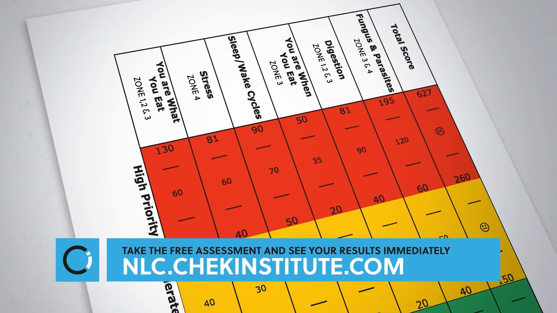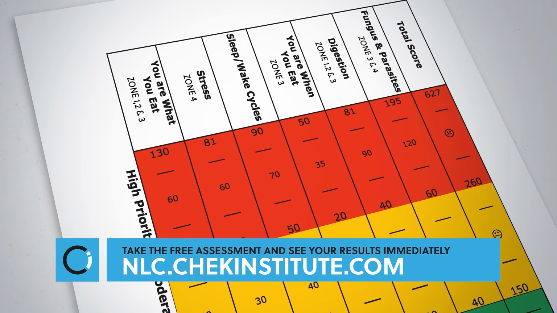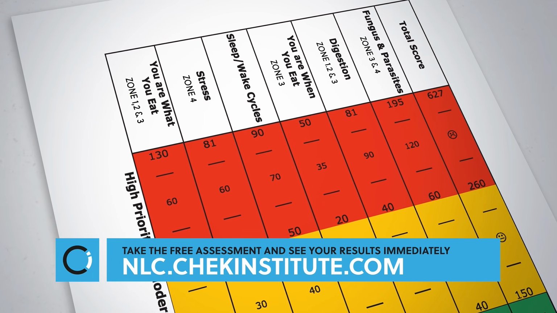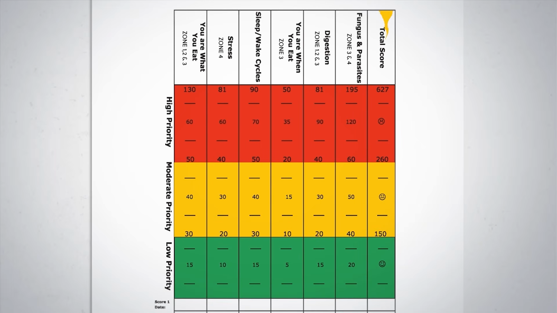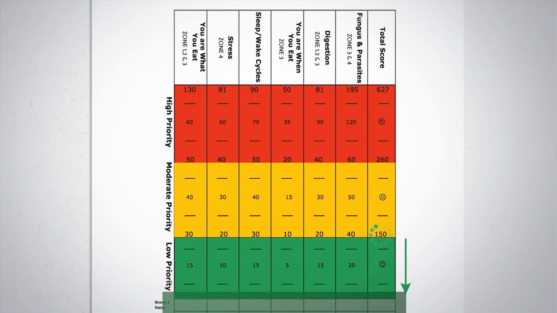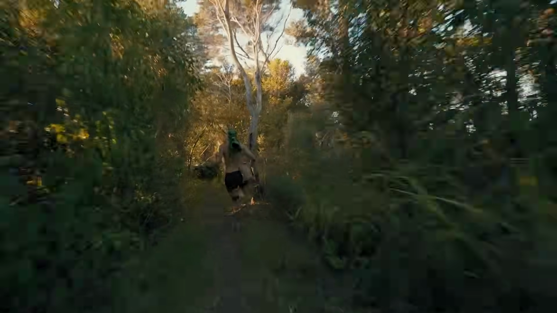So in my book, How to Eat, Move, and Be Healthy, there's a series of questionnaires that allows you to identify which systems of your body are under too much stress. And then the book guides you to what chapters to read, what exercises, what stretches, what joint mobilizations, what diet and lifestyle changes to make to bring yourself back into harmony. If your total score, which you see on the far right column, is less than 150, then you can freely choose exercises based on individual needs, your abilities, and your conditioning level.